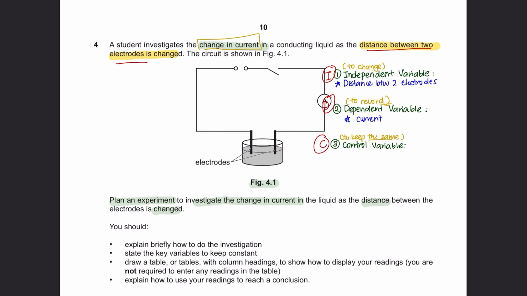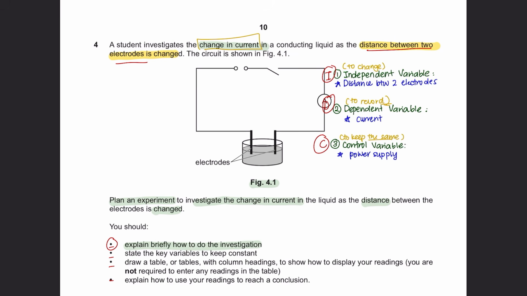According to Ohm's law, V equals IR. If we are measuring the current, we have to keep our power supply constant throughout the experiment. Okay, now we can continue. We are given 4 bullet points and we are going to plan our experiment step by step using each bullet point. So the first bullet point here asks you to explain briefly how to do the investigation.